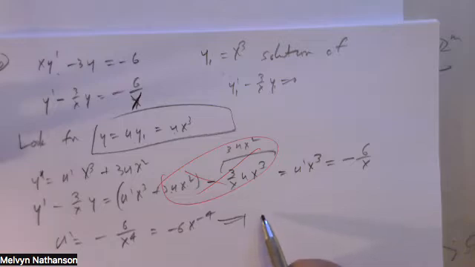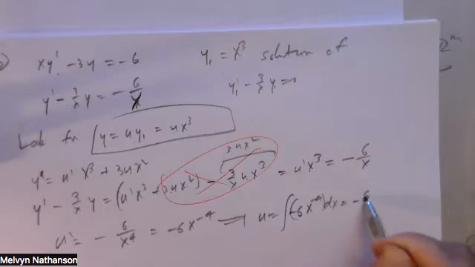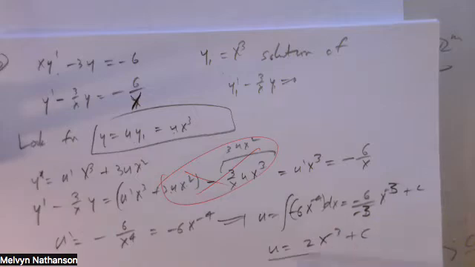If we integrate, u is the integral of minus 6x to the minus 4 dx. That's minus 6 over minus 5 x to the minus 5. Oops, sorry. Minus 6 over minus 3 x to the minus 3. Minus 6 over minus 3 is 2, plus a constant. So u is equal to 2x to the minus 3 plus a constant.